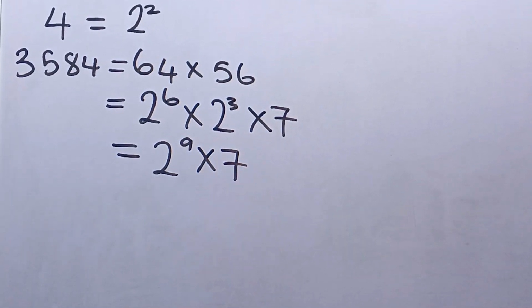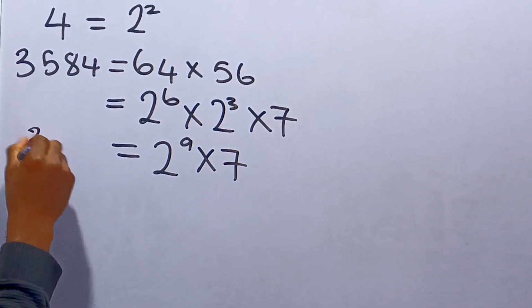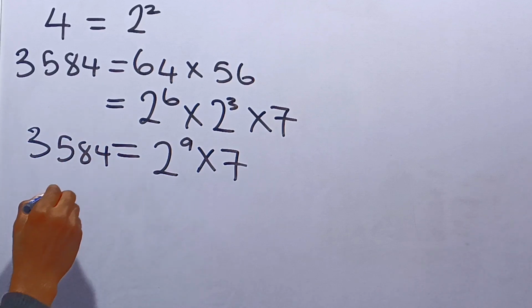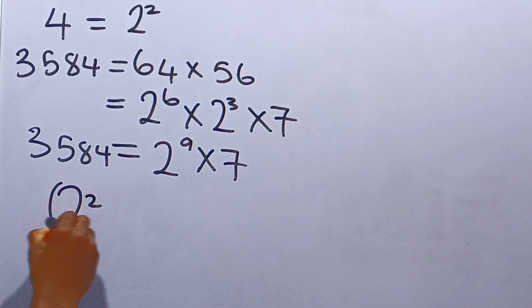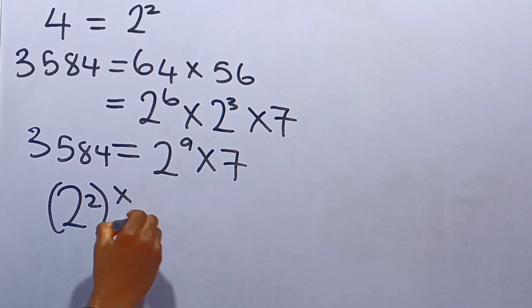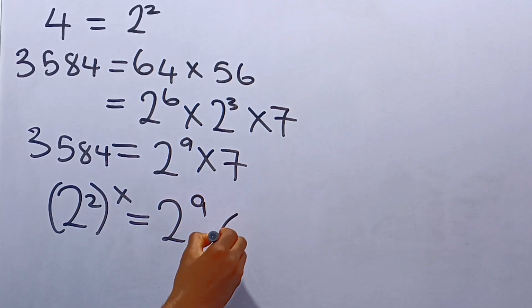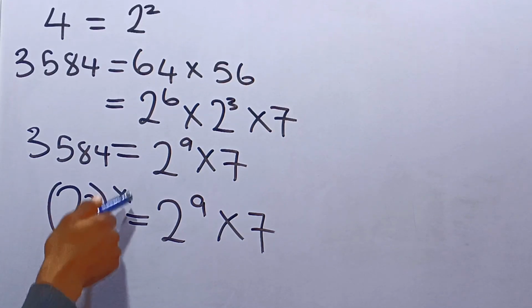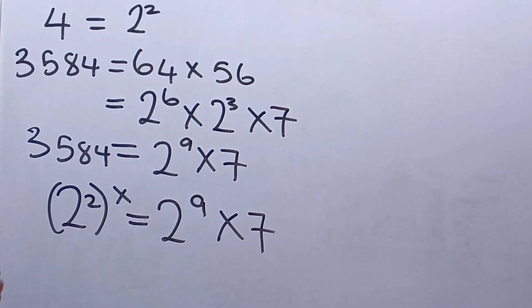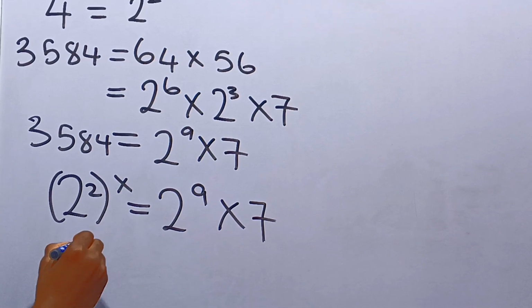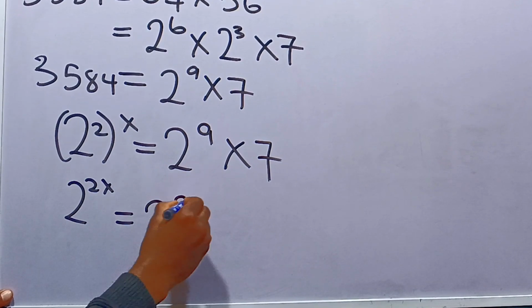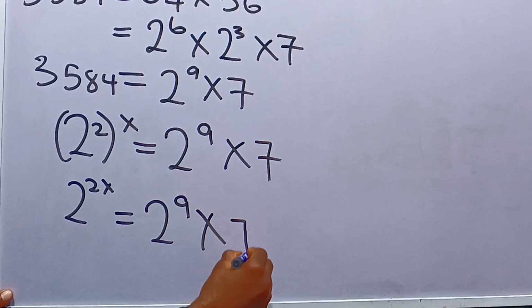So we replace 4 and 3584 with these multiples in this equation. So we have 2 squared raised to the power of x to be equal to 2 raised to power 9 multiplied by 7. Now when you have a number raised to a power raised to another power, you multiply the two powers. So we have 2 raised to power, 2 times x is 2x, to be equal to 2 raised to power 9 multiplied by 7.